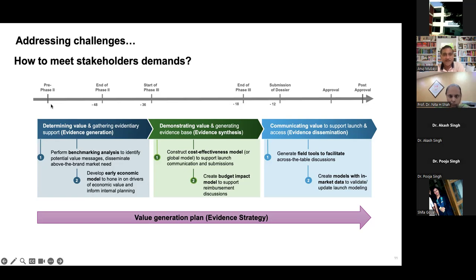There is a pre-phase, a phase where you are not using patients. You are using animals, for example. And then there are phases where you start using people for the new drugs. And then you submit a report. Health economics evaluation is carried out at every stage. So this is the life cycle of the drugs.